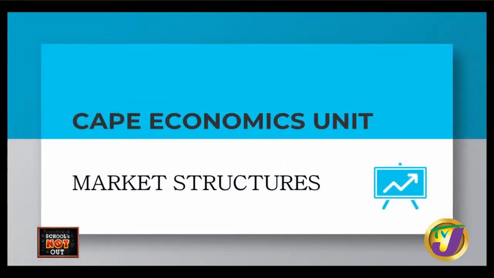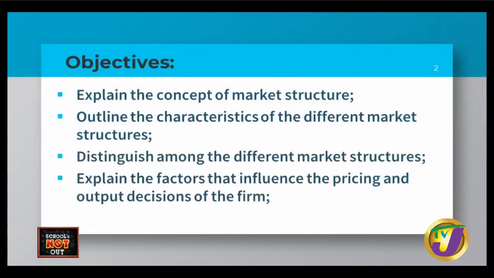So for our objectives today, we want to cover or to explain the concept of market structure. We want to outline the characteristics of different market structures, to distinguish among the different market structures and to explain the factors that influence the pricing and output decision of firms.